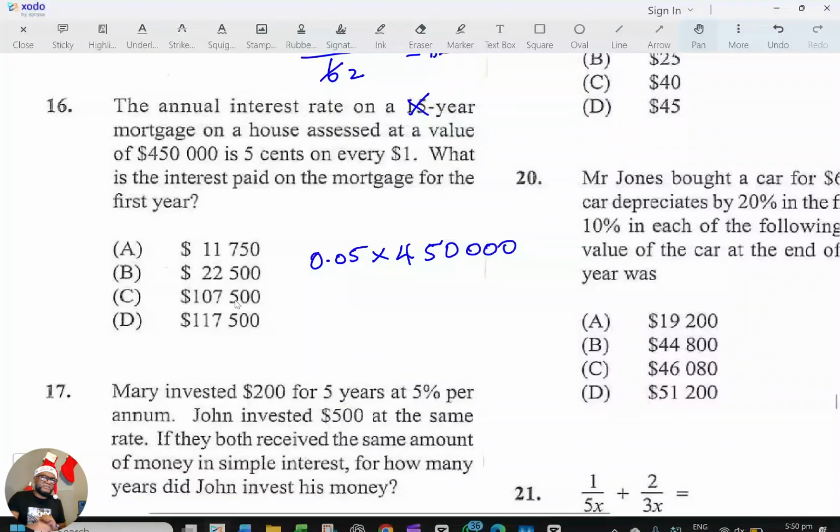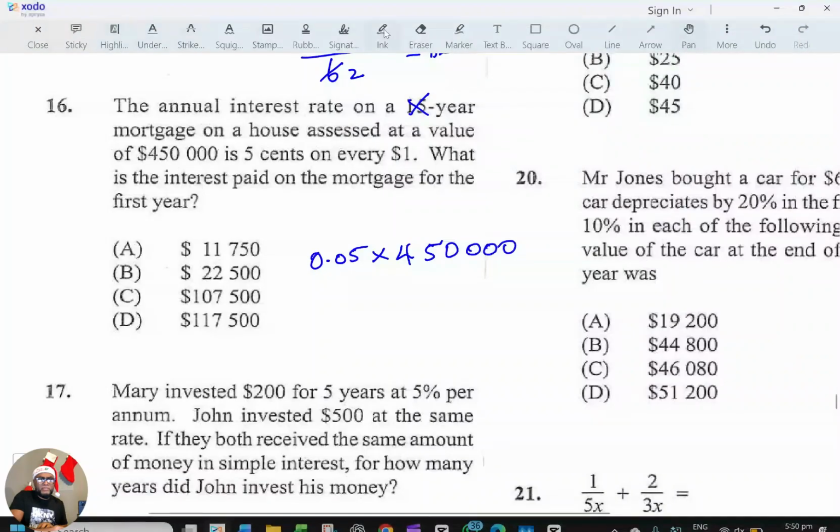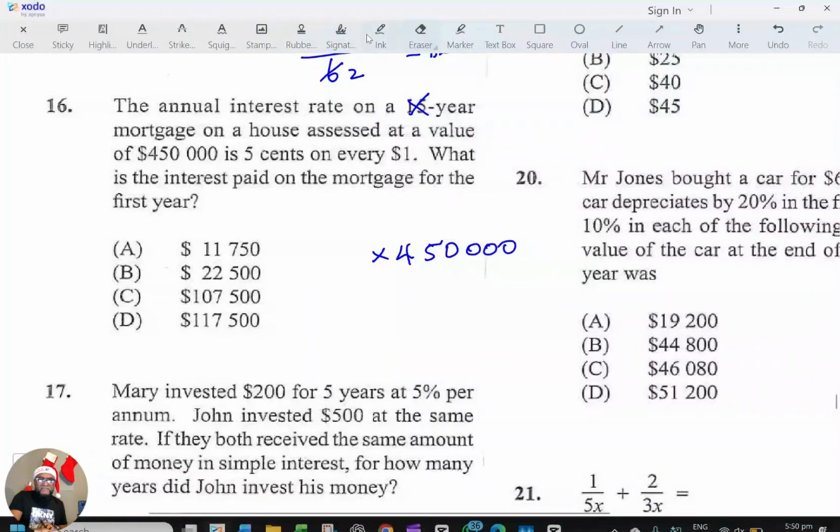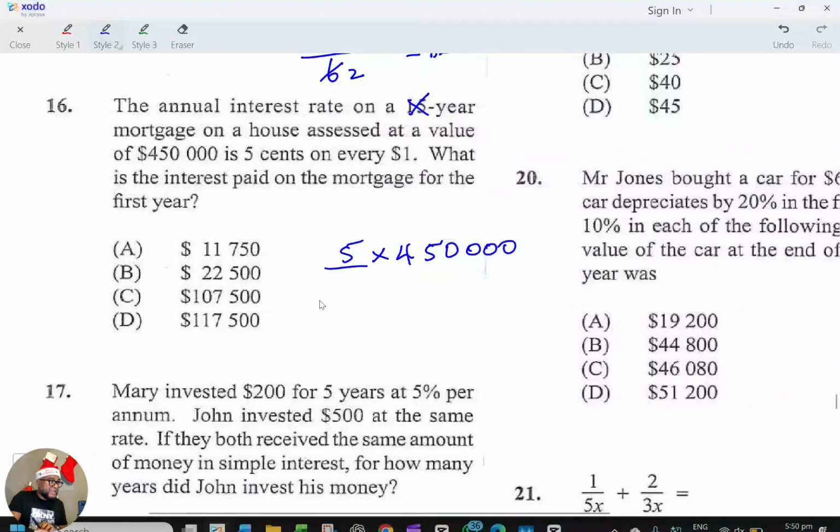One of the questions we did above. 5 cents as a fraction would be what? 5 over 10? 5 over 100? No, 100, right? Because 0.05, this is a tenths value, this is a hundredths value.